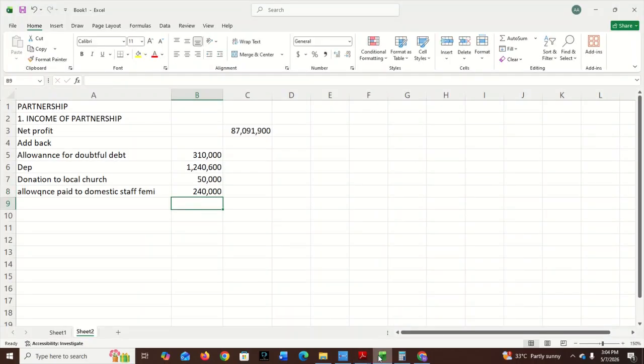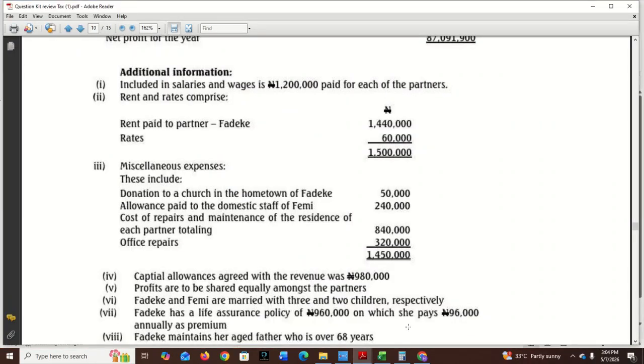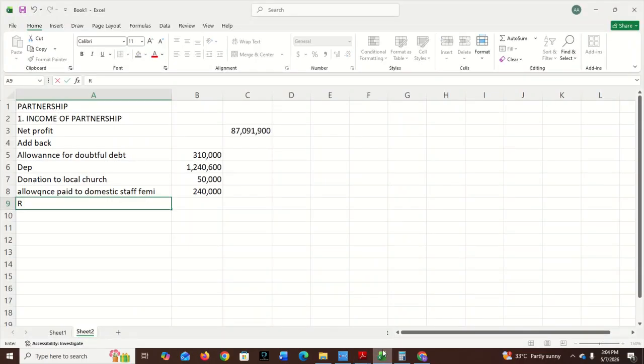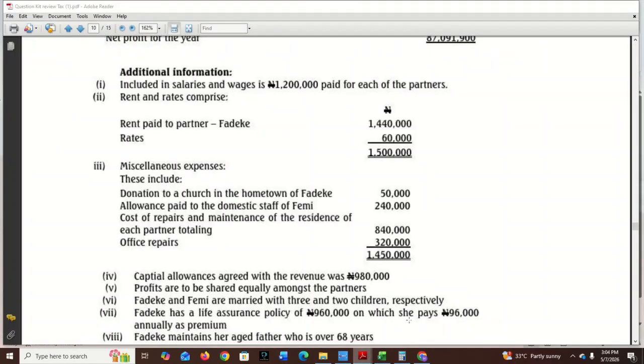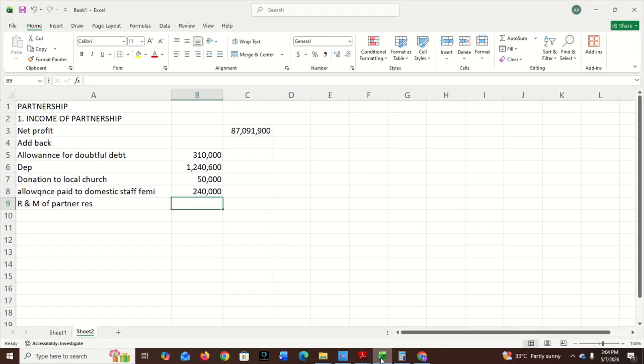All right. Next, what else do we have in the question? Cost of repair and maintenance of the residence of each partner. This is not allowed. Their own personal residence. So we add it back. Repair and maintenance of partner's residence is not an allowable expense, it's a private expense. That's 840,000. So we add it back, 840,000.